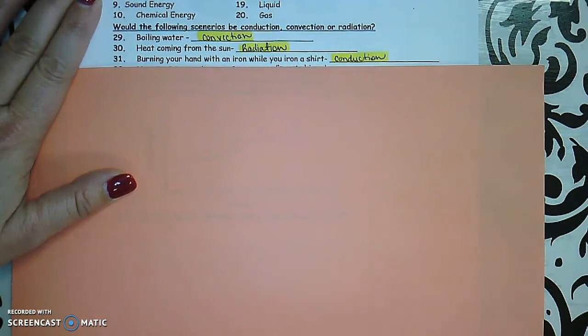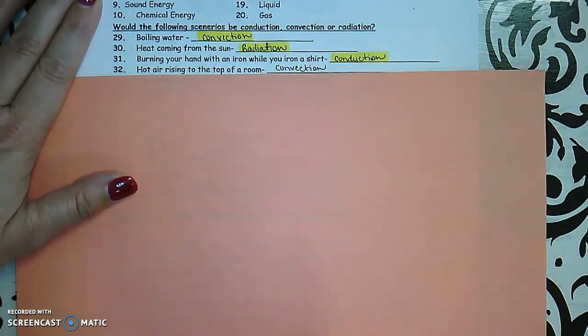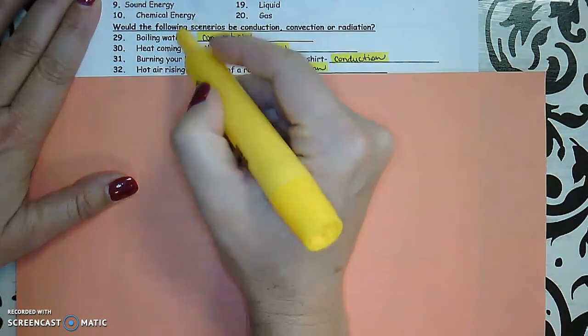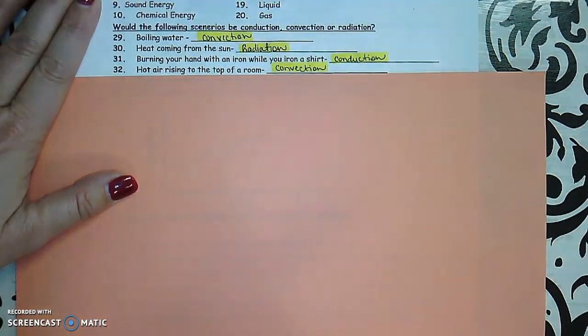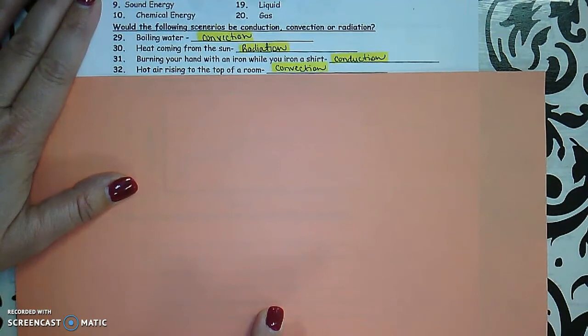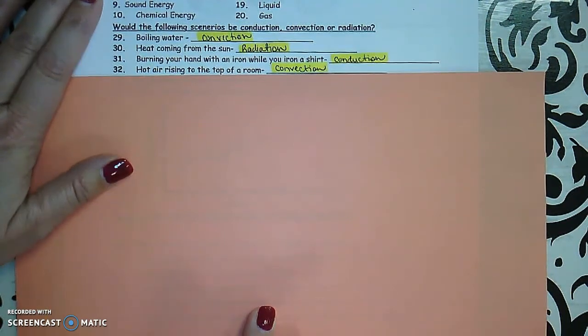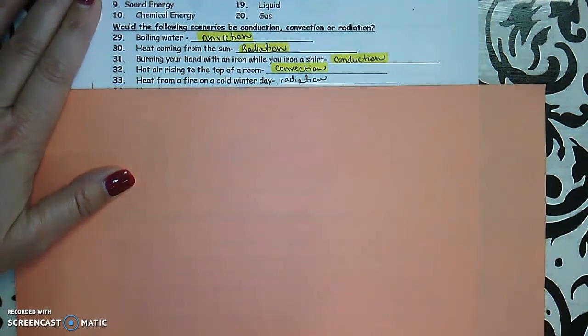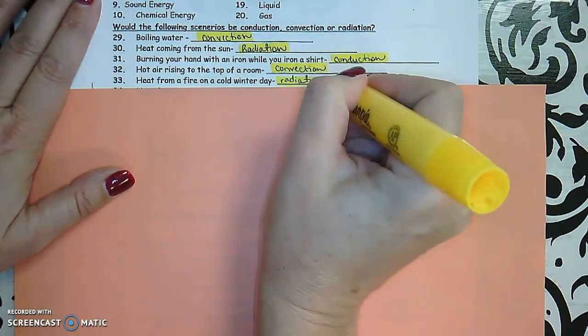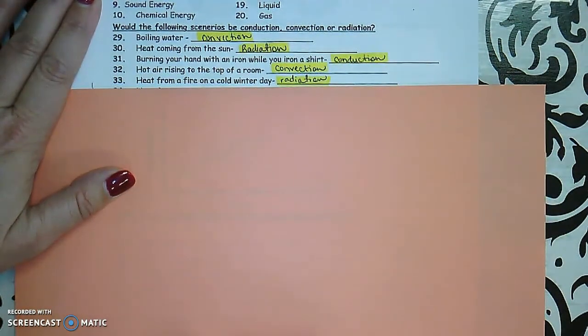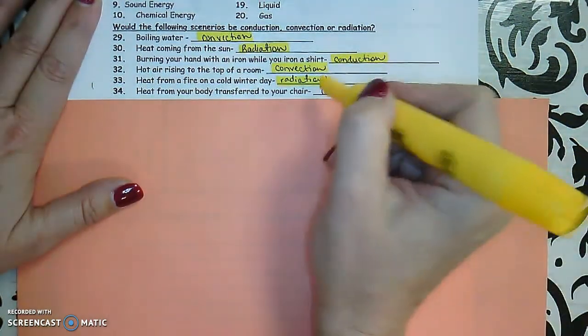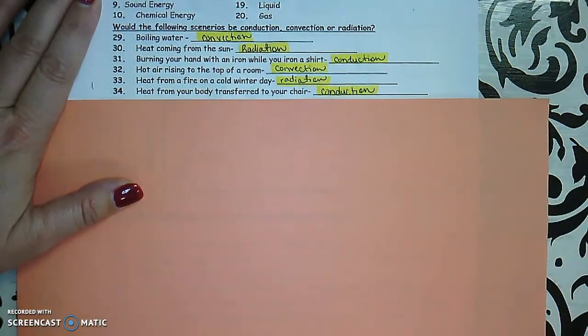Then we have hot air rising to the top of the room. That is convection, just like the boiling water, transfer of heat through fluids or gases. Then we have heat from a fire on a cold winter day. That's going to be radiation, the transfer of heat through waves. And then heat from your body transferred to your chair. That's conduction, transfer of heat through direct contact.